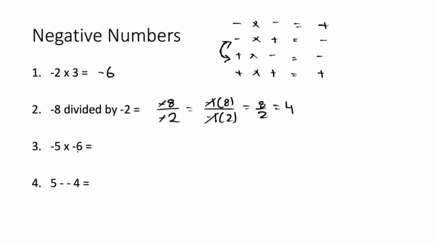Minus 5 times minus 6. As you can tell here, minus times a minus gives you a plus. So minus 5 times minus 6 is plus 30, or just 30.